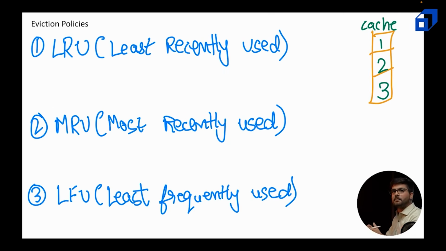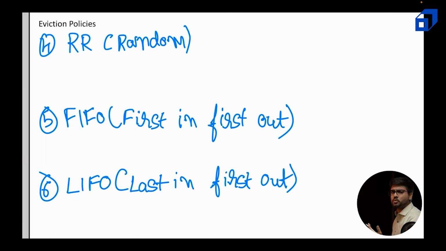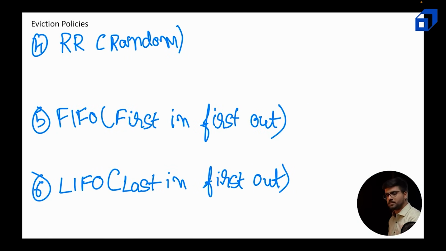Okay, that still might be present in the cache as compared to some element which was just used yesterday but just used once. So in certain situations, LRU might be more preferable. In certain situations, MRU might be more preferable, and in certain situations, LFU might be more preferable. It depends on the use case which eviction policy we want to use.